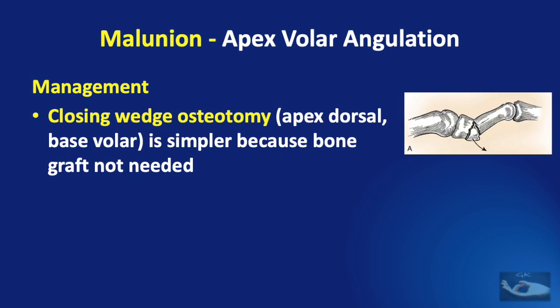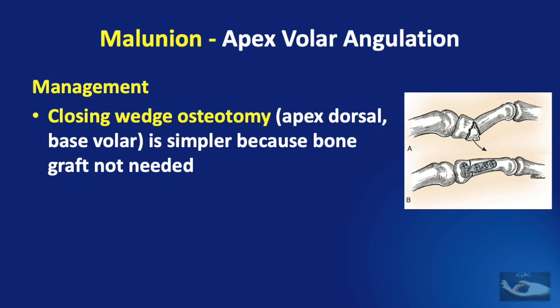This deformity can also be corrected with a closing wedge osteotomy. Here, a wedge of bone with its apex facing dorsally and the base facing on the volar side is excised and the bone collapsed. Here, bone graft is not needed. Plate and screw fixation is then done. In this method, since bone is being excised, shortening of the bone results.